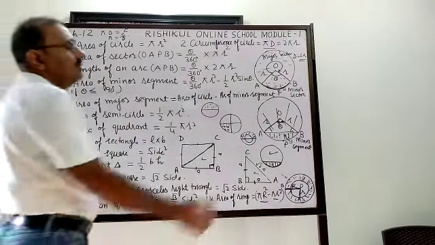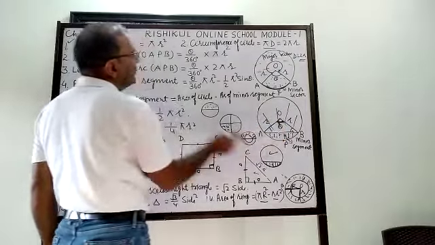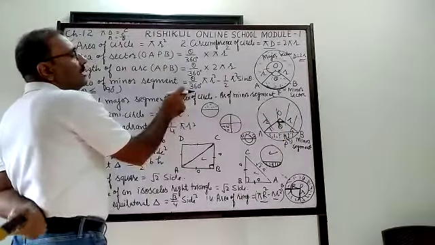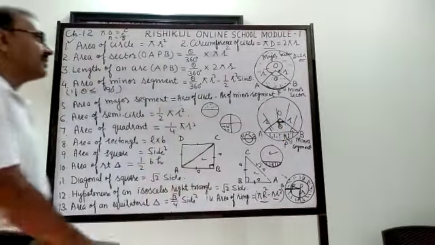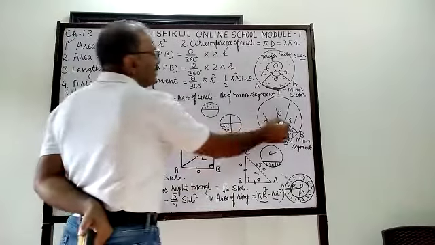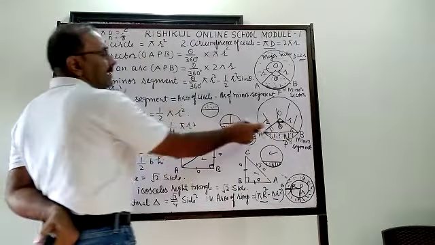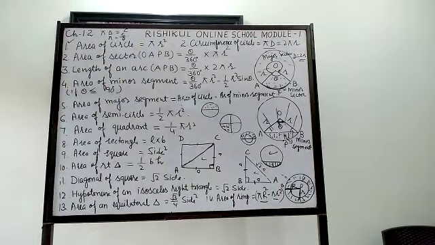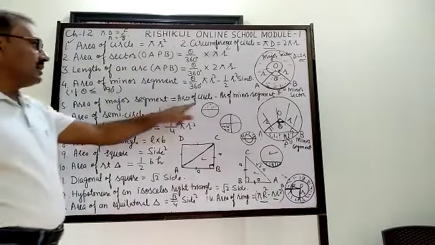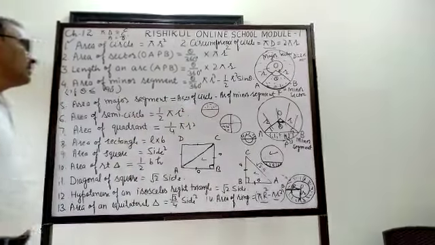And I have told you if this angle theta is 90 degree, then you can put here area of quadrant minus area of right triangle. If theta is 60 degree, you can put theta upon 360 pi r square minus root 3 upon 4 side square, the area of an equilateral triangle. Then area of major segment is equal to area of circle minus area of minor segment.